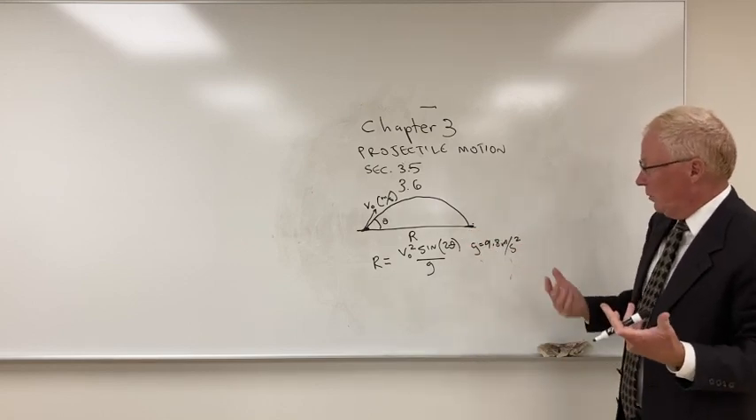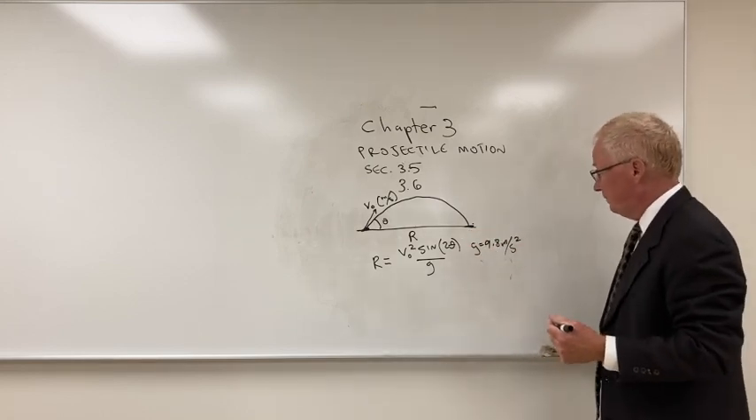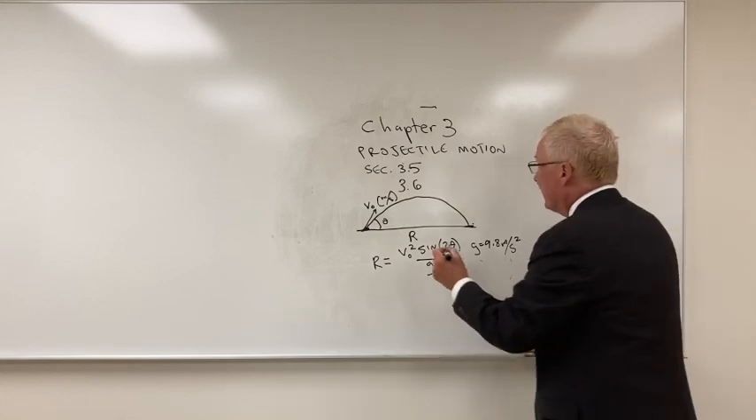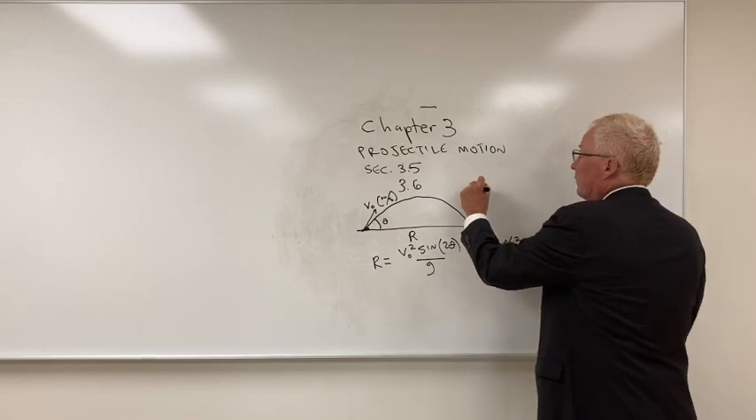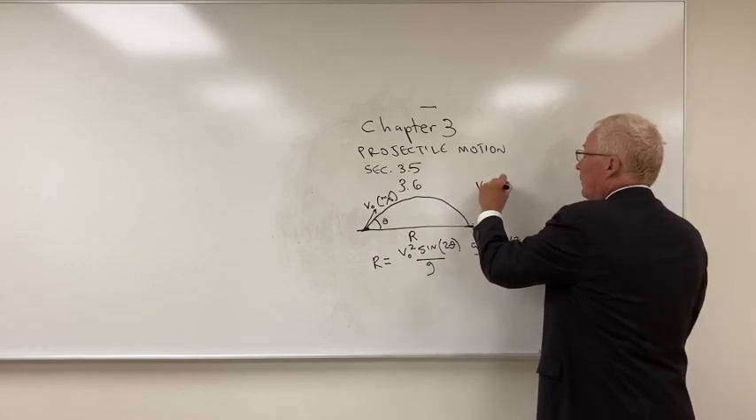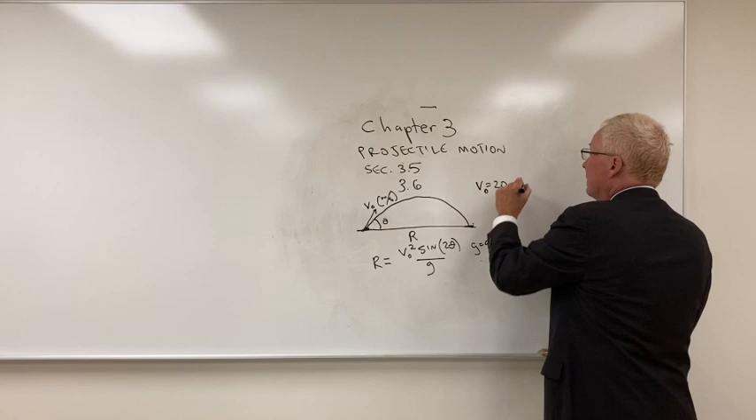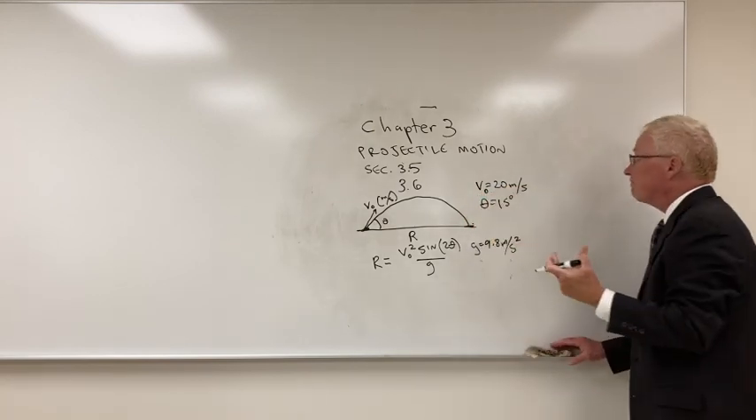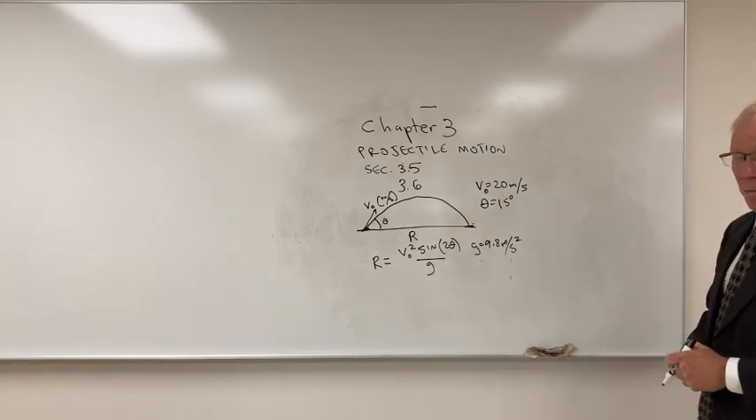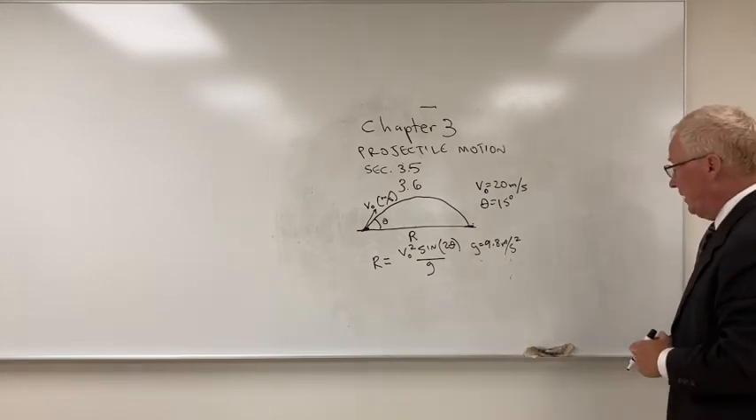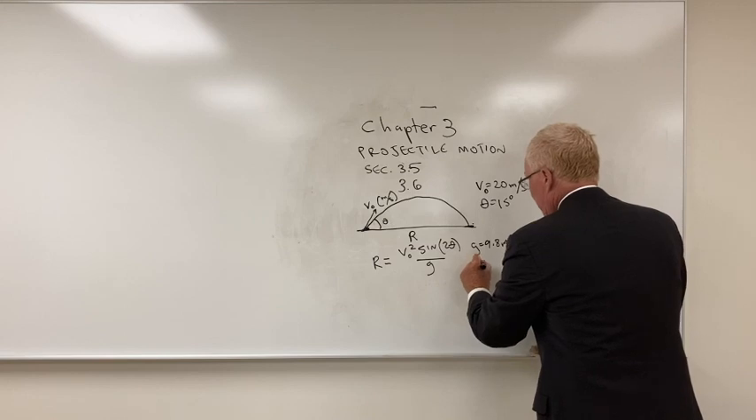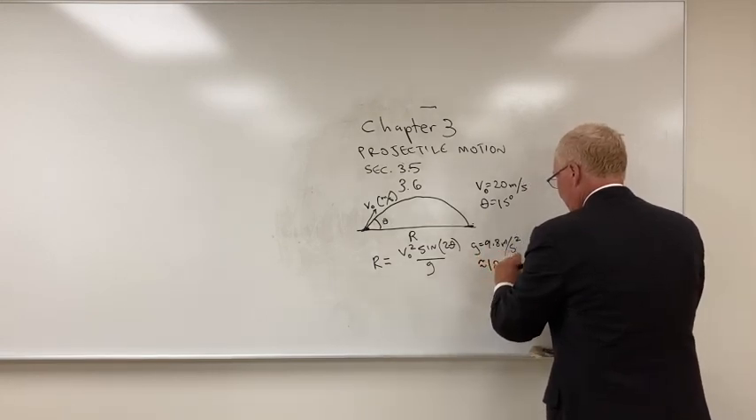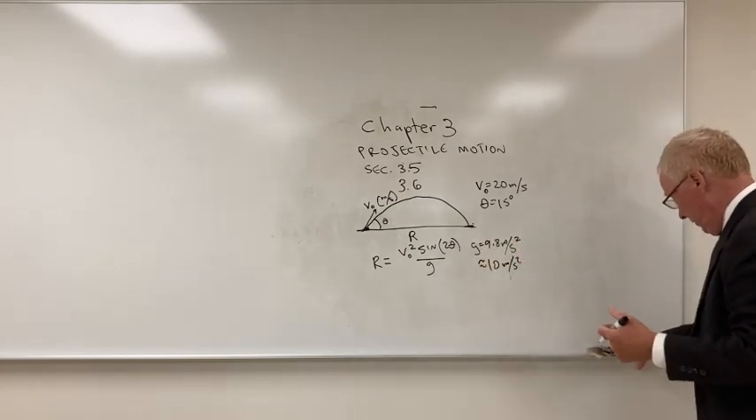So as an example, let's do one here, where, let's say we launch it with a velocity of 20 meters per second and an angle of 15 degrees. How far does it actually go? In this case, for purposes of simplification, I'm going to round g to 10 meters per second squared. I'm going to do this on a calculator.